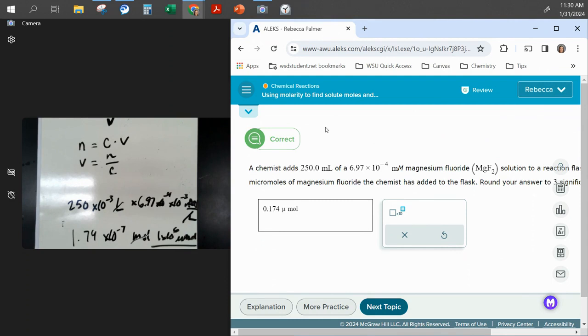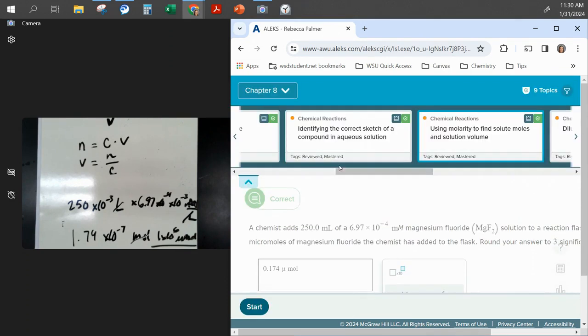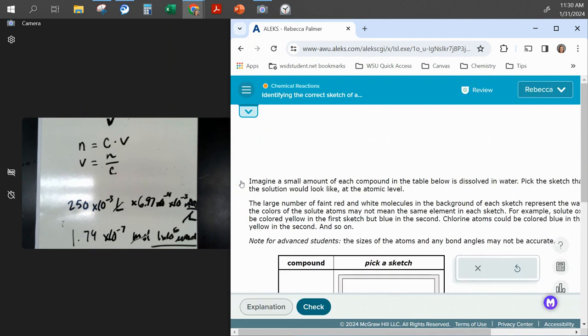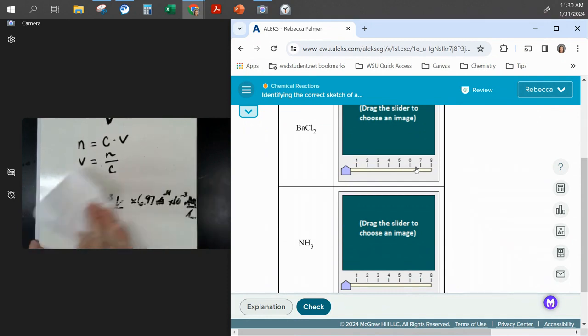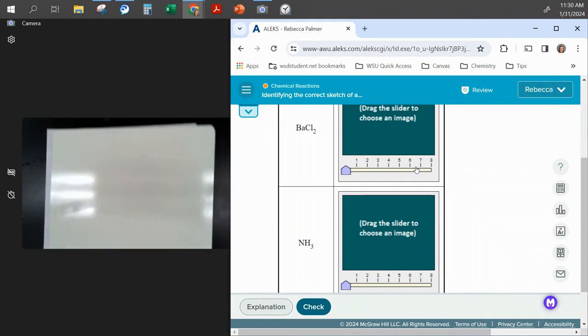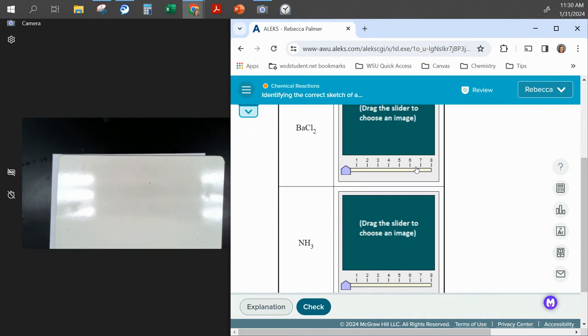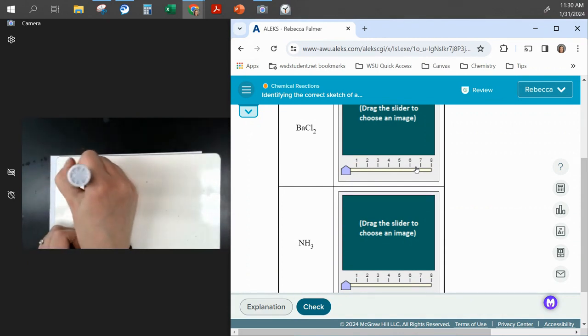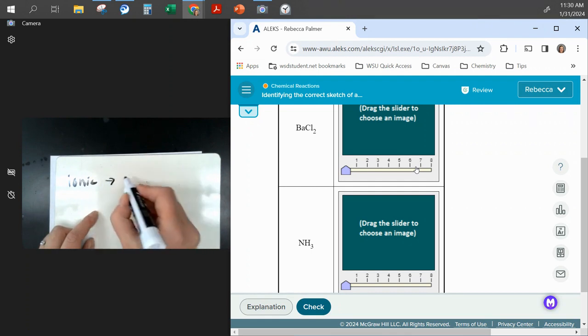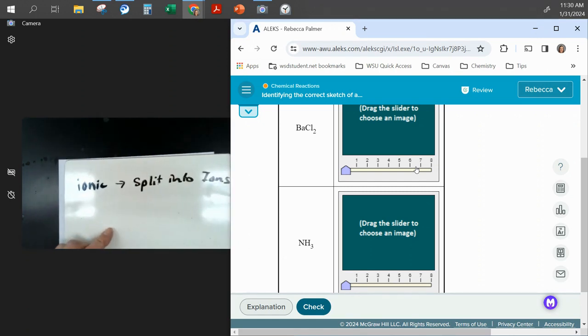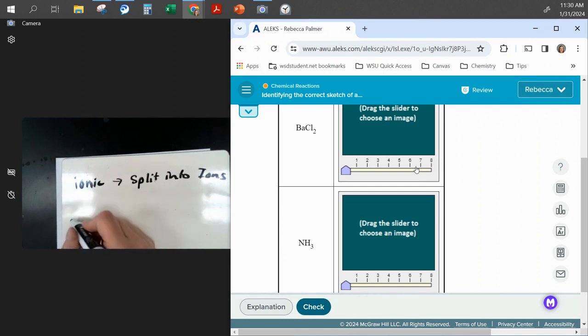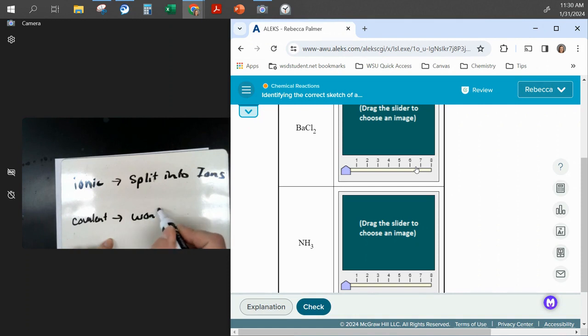Yes? Identify the correct sketch of a compound in aqueous solution. Okay, this is really important. So this one we need to look for if it's ionic or covalent. If it's ionic, it's going to split into ions. If it's covalent, or if it's a molecule, it won't split, it won't break.